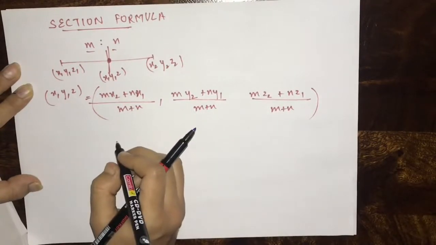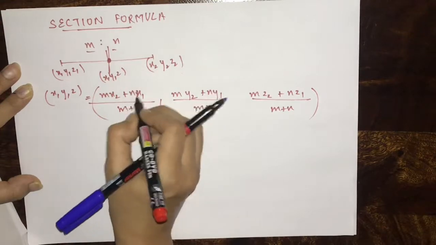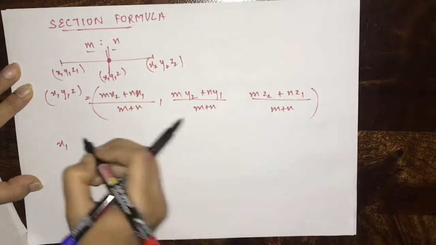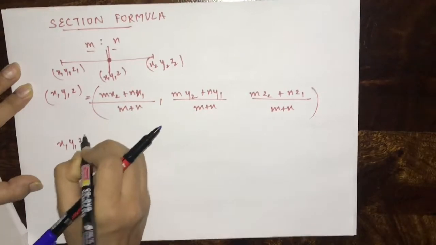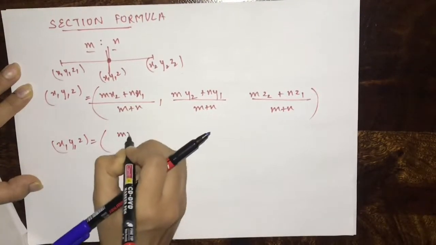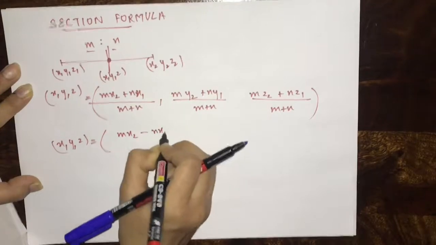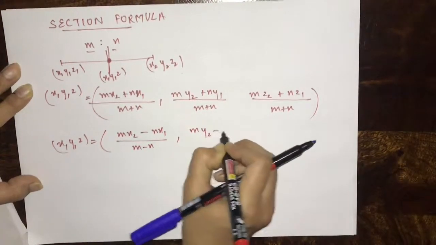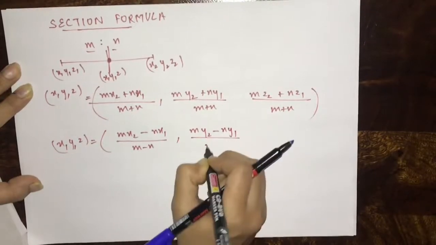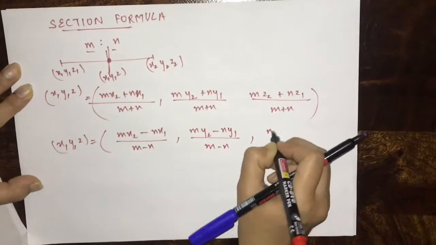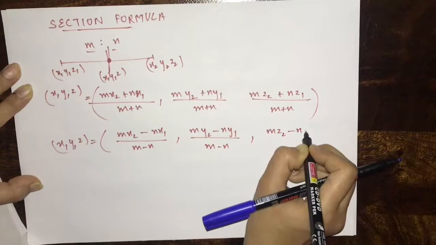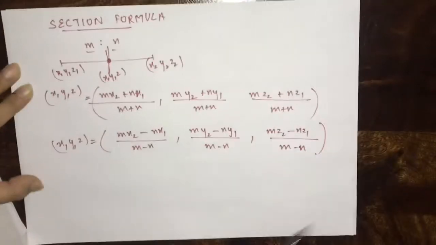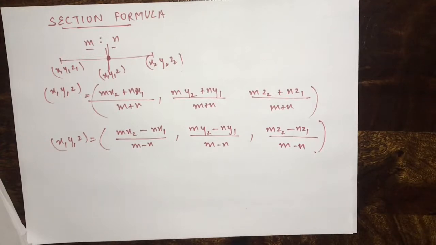However, if it's divided externally, this n becomes basically minus. So this point xyz is nothing but (mx2 minus nx1) upon (m minus n), (my2 minus ny1) upon (m minus n), and (mz2 minus nz1) upon (m minus n). There has not been much change.